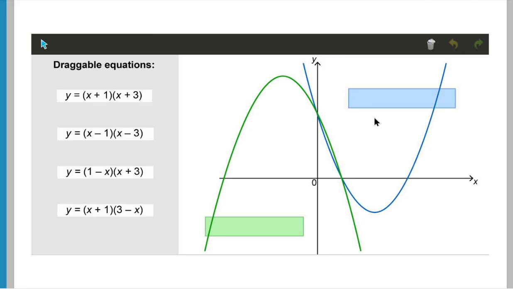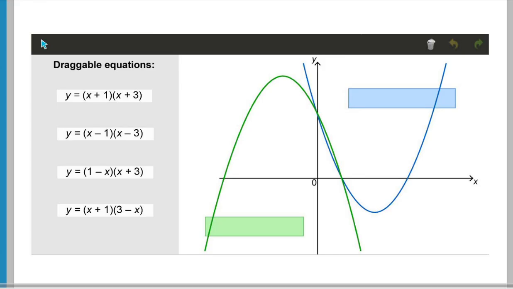Okay, this comes the trickiest. This is by far the trickiest part, but still not too difficult. Look, this shape is called a parabola. It's basically the shape that is created by a quadratic equation.